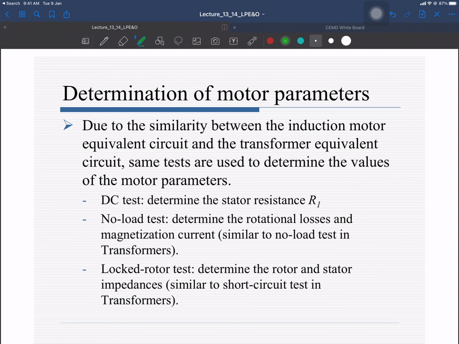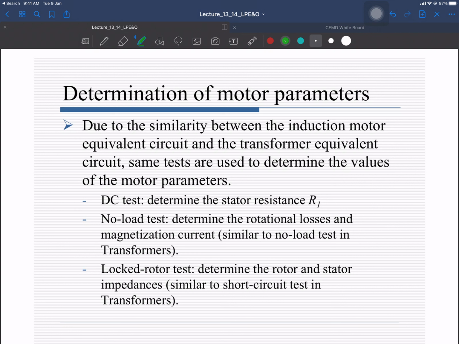Due to the similarity between the induction motor equivalent circuit and the transformer equivalent circuit, the same tests are used to determine the values of the motor parameters. What are those tests? First one is the no load test and the second one is the short circuit test. In the case of the induction motor, we use the same two tests, the no load test, and along with that we use the blocked rotor test to determine the motor parameters.